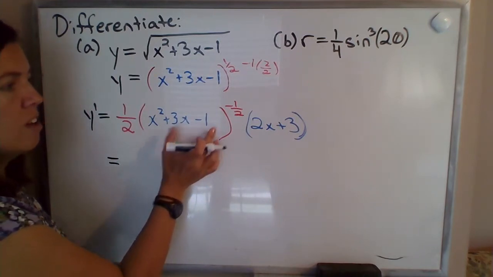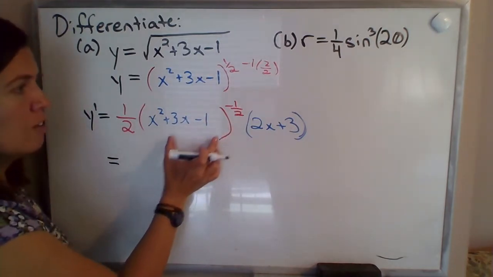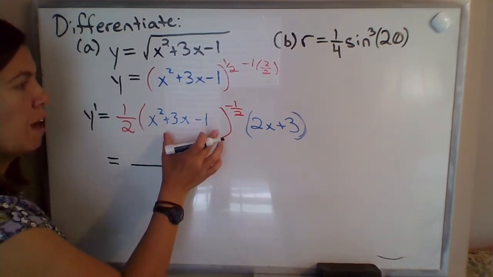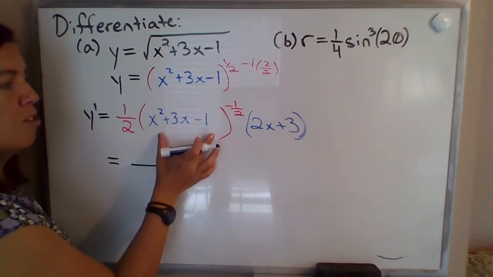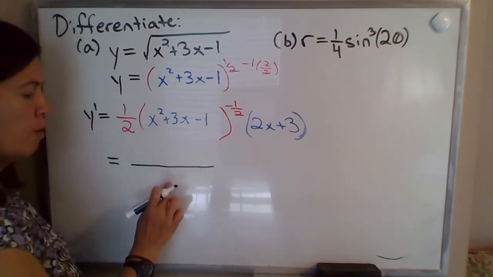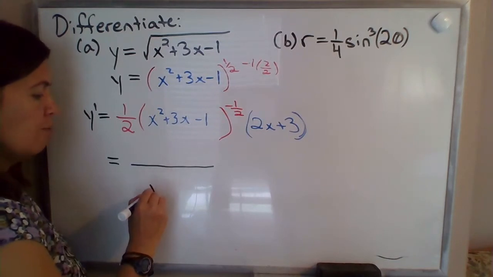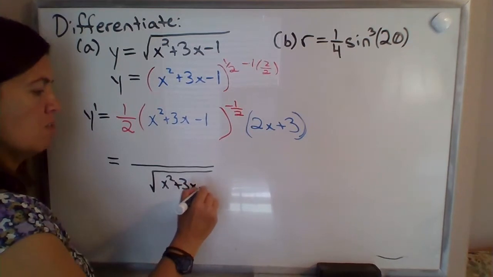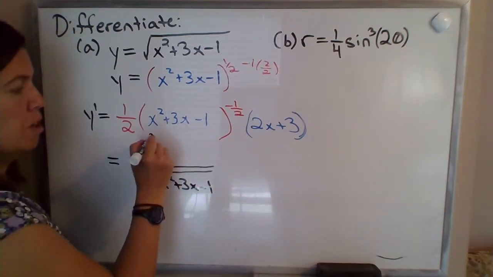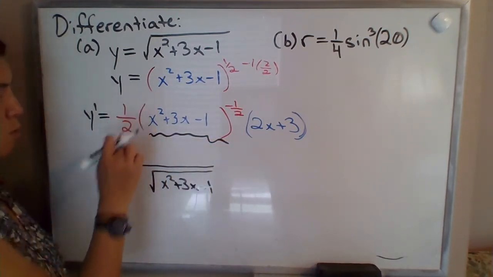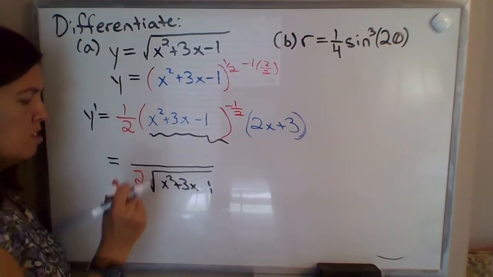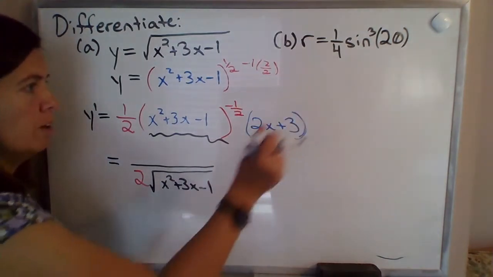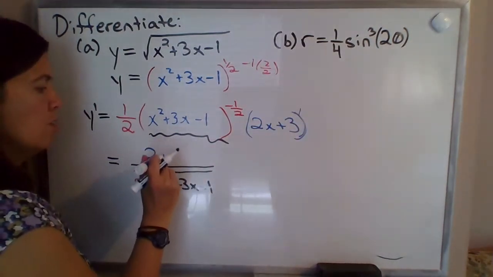You should always rewrite your answers when they have negative exponents: move that expression to the denominator and make the exponent positive. So this will be x squared plus 3x minus 1 to the positive 1/2 power when we write it in the denominator, which is just the square root of x squared plus 3x minus 1. So this is what I get from this middle part here. The 1 over 2, I would just put a 2 in the denominator from that. That represents the 1/2. This is to the positive first power, so that goes in the numerator, 2x plus 3.